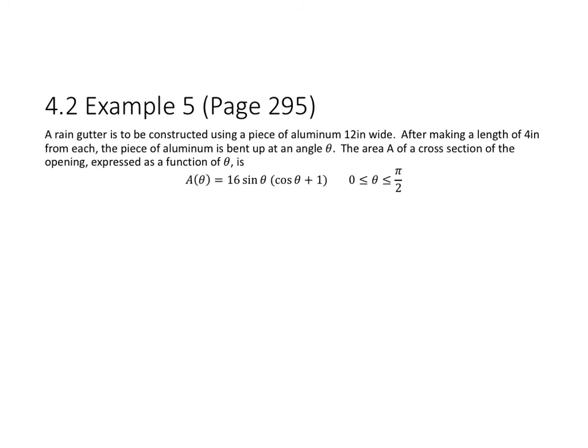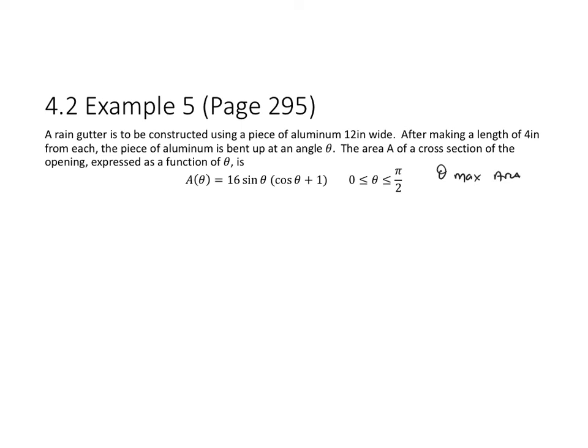Example 5 on page 295. A rain gutter is being constructed from a piece of aluminum 12 inches wide. After making a bend of 4 inches from each side, the piece of aluminum is bent at an angle of theta. The area A of the cross-section of the opening expressed as a function of theta is A of theta equals 16 times sine theta times cosine theta plus 1. And this is bound between 0 and pi over 2. And we're being asked to find the angle theta to maximize the area.